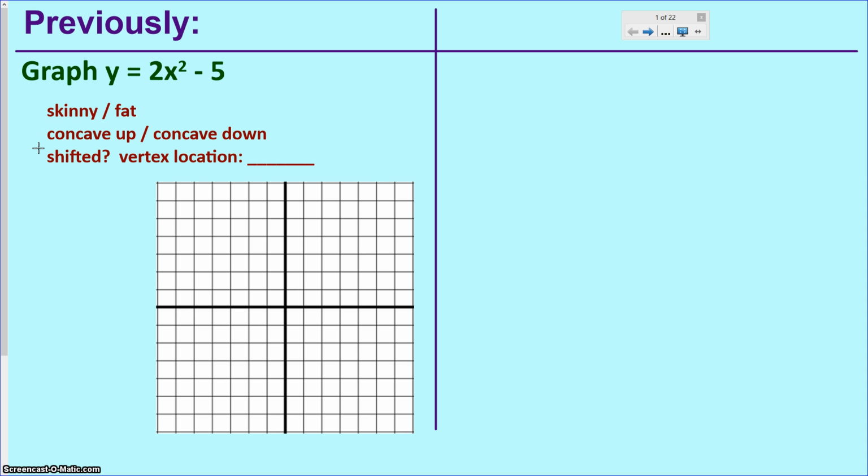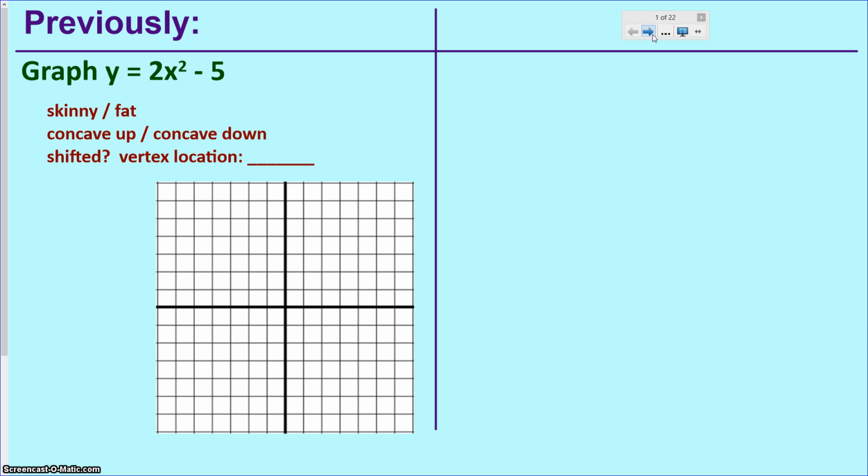And then we would look at it and say, is it shifted at all, up or down? In order to see that, we would look at the C term, and we notice that our C term is -5. So in this case, we are shifted down 5 units, which brings our vertex location down 5 units to the point (0, -5).